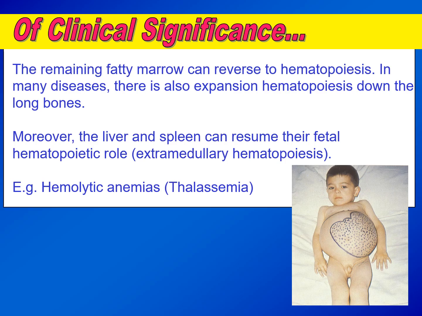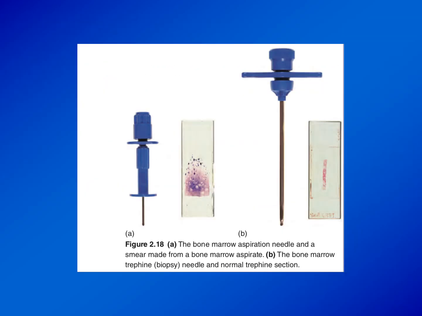And as you can see here in this picture, this is a child with thalassemia major who has a huge spleen, and if you remove that spleen and examine it, you find that there are hemopoietic elements in it.